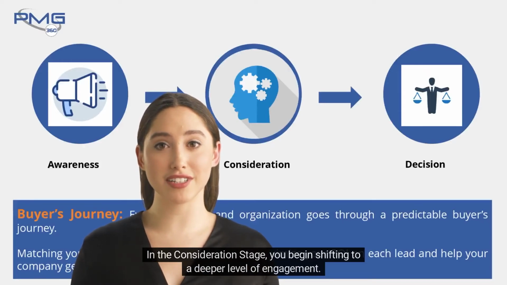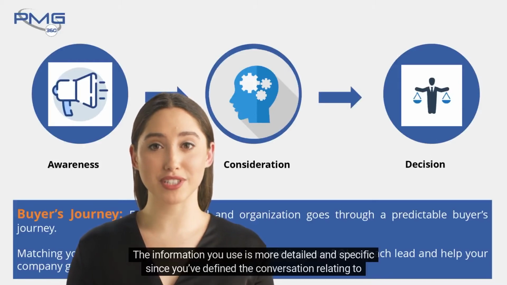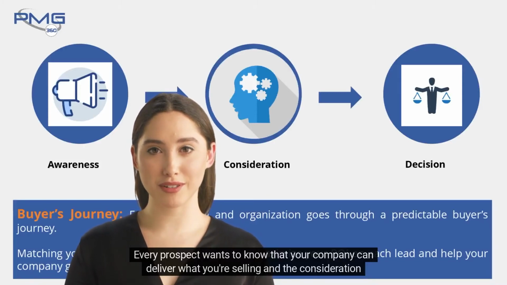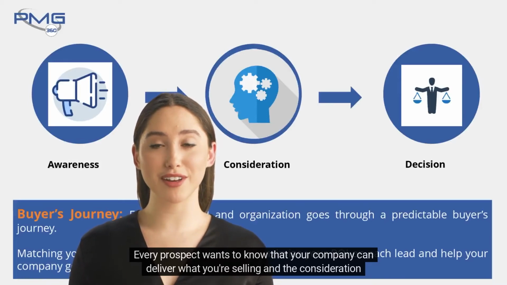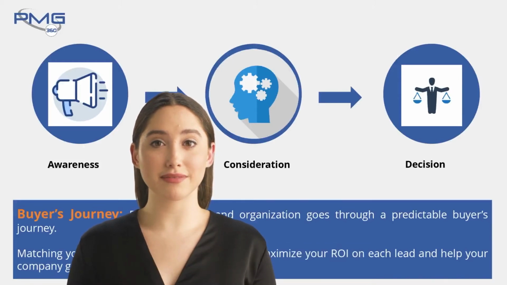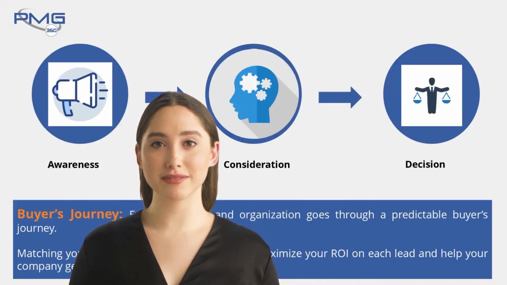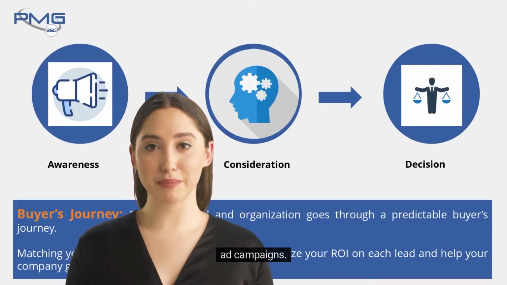In the consideration stage, you begin shifting to a deeper level of engagement. The information you use is more detailed and specific since you've defined the conversation relating to their needs. Every prospect wants to know that your company can deliver what you're selling, and the consideration phase gives you the ability to provide specific and relevant examples of real success before you ask for the sale. At this stage, your communications need to get more detailed and assertive, so your content is longer and targeted to their situation. Effective content includes case studies, webinars, white papers, targeted email campaigns, and specific digital ad campaigns.